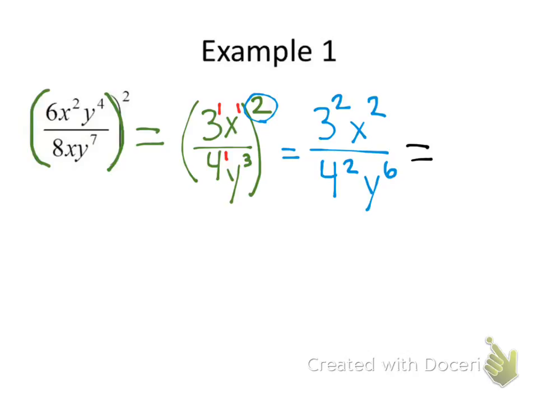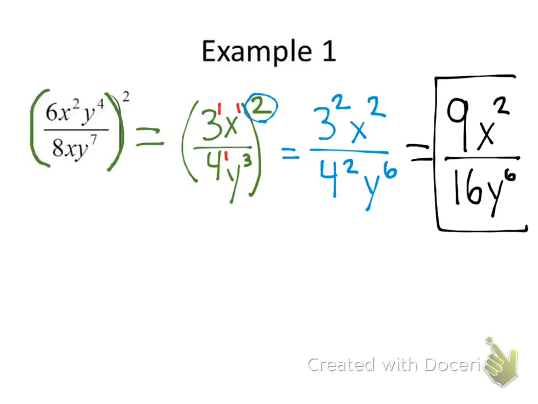Now, what is 3 squared? 9. Good. What is 4 squared? 16. And then y to the 6th.